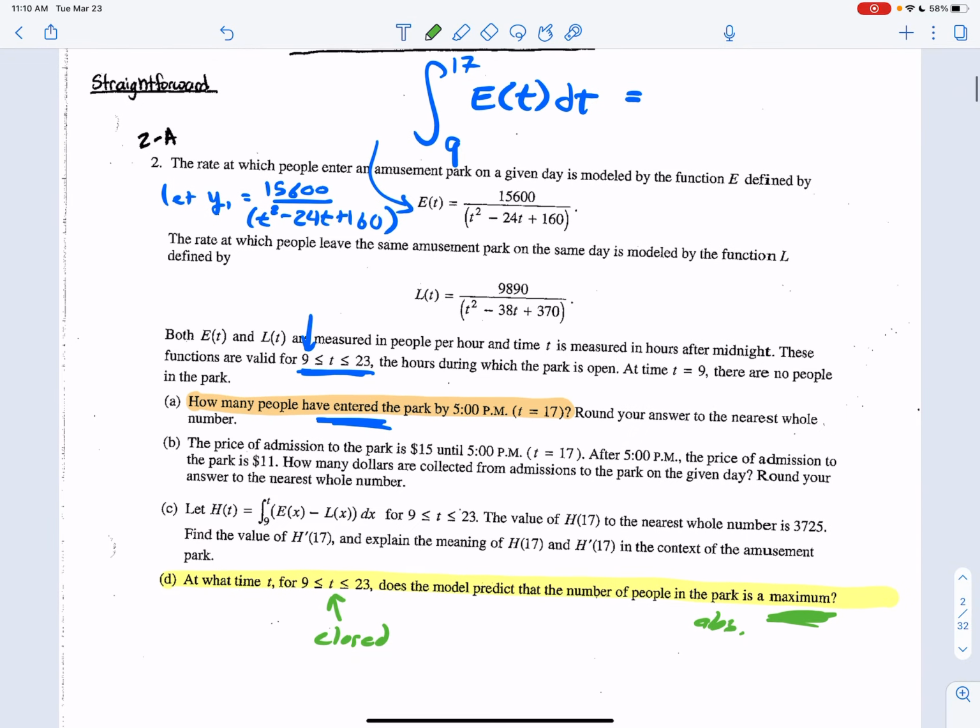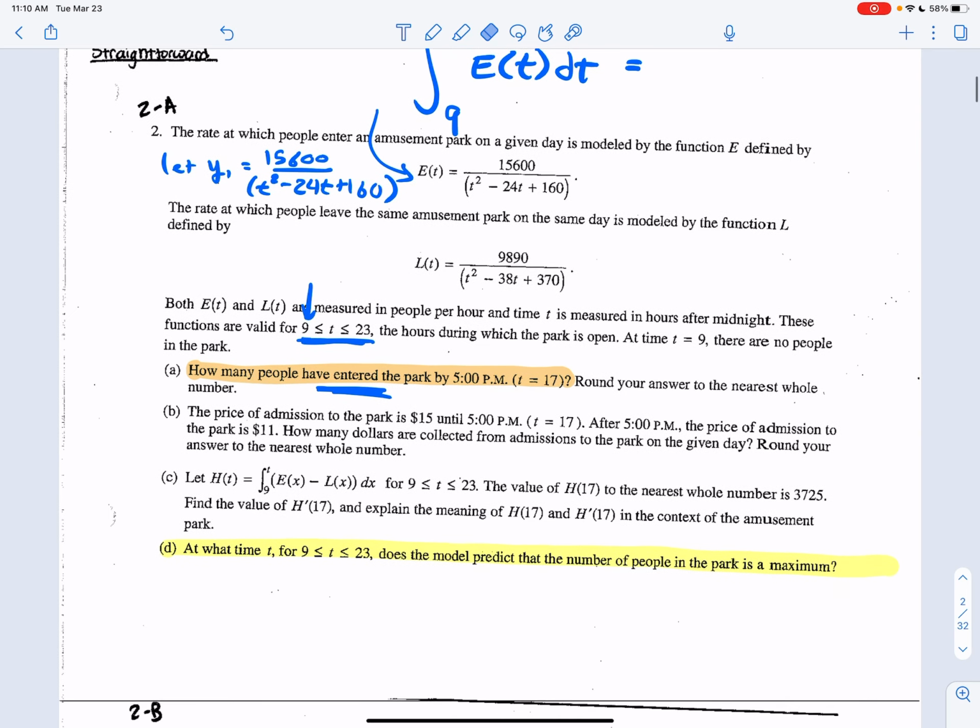Okay, so this one here is the absolute. You know, this one is probably the one that takes a little bit of time, but it's the one that offers a good amount of points, okay? So it pays you for your time if you think about it that way, okay? So here we go.